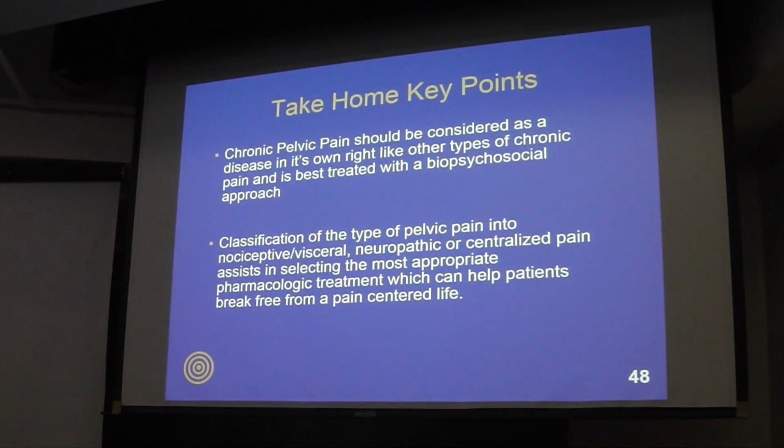So my last slide: chronic pelvic pain should be considered as a disease in its own right. There are changes within the nervous system due to multiple times where there are pain messages being sent through the system. And it is best treated with a biopsychosocial approach. The way the physician decides what type of medication to use is by classifying the type of pelvic pain into nociceptive pain, where it's coming from tissue damage in the pelvis, or neuropathic pain, with changes within the nervous system, or centralized pain, where the brain has had so many changes from the pain that it's really difficult to reverse it.